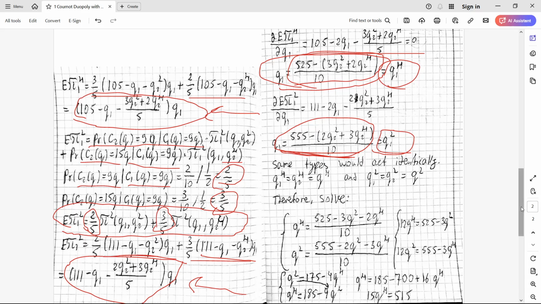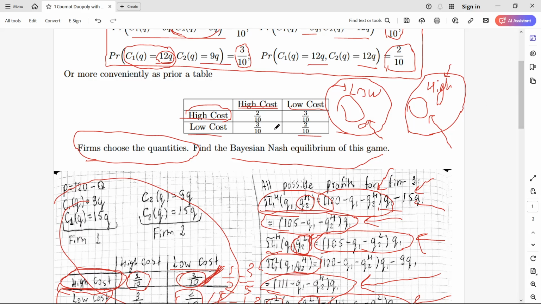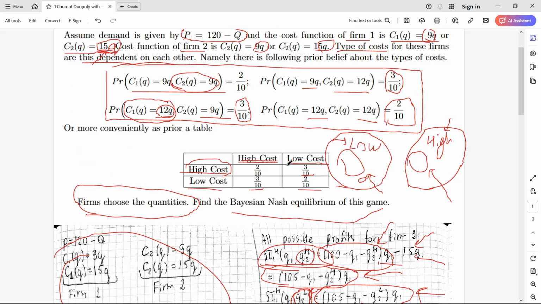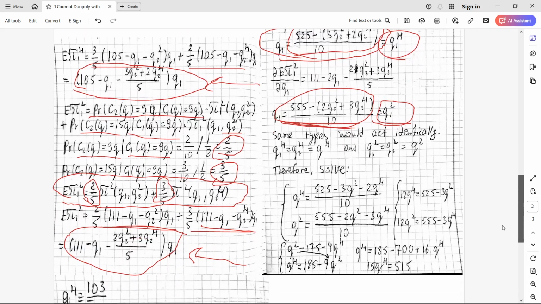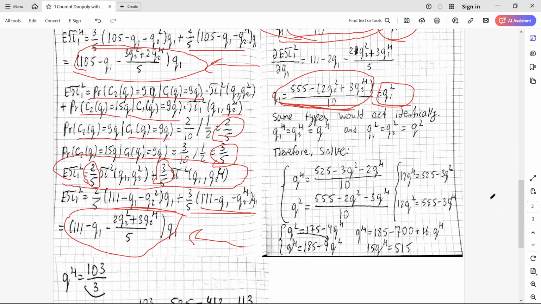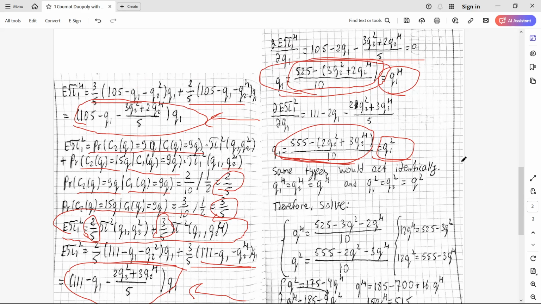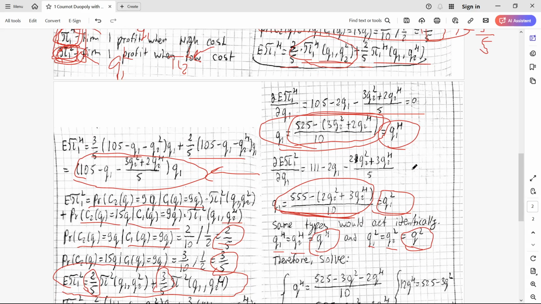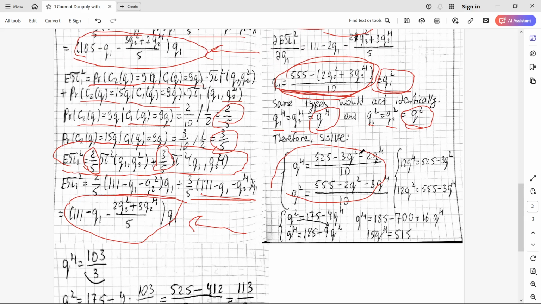Then I remember that the problem is symmetric. The probabilities are symmetric. The costs are symmetric. The types are, yes, the same. So I say that the high types produce the same quantity and low types produce the same quantity. So Q1H equals Q2H and equals QH. Q1L equals Q2L and equals some QL. Then I use these two equations, create a system where I have plugged in QH instead of Q1H and Q2H, and QL instead of Q1L and Q2L.